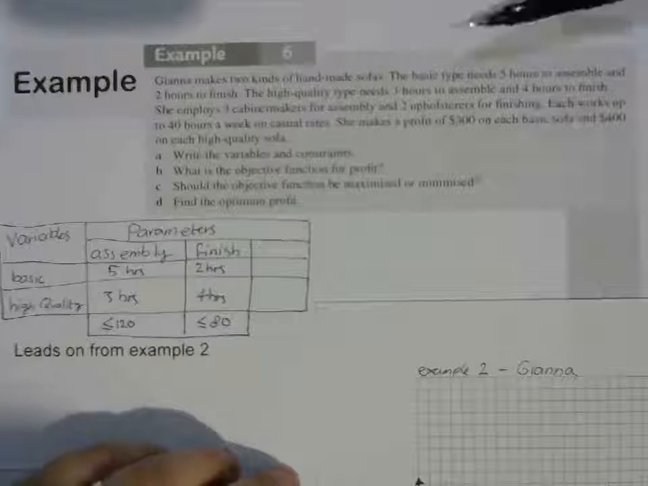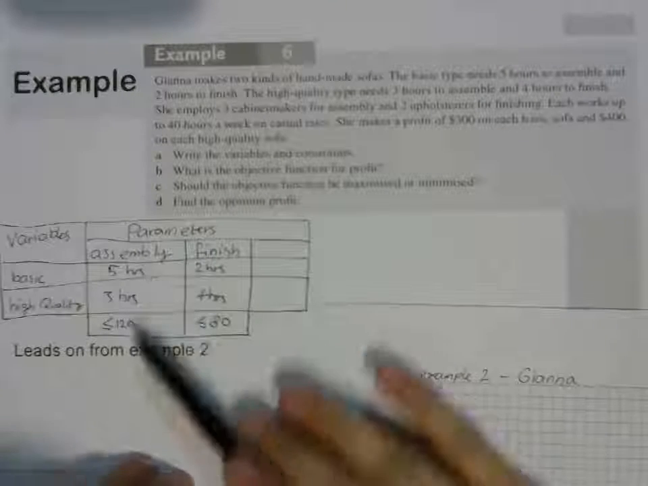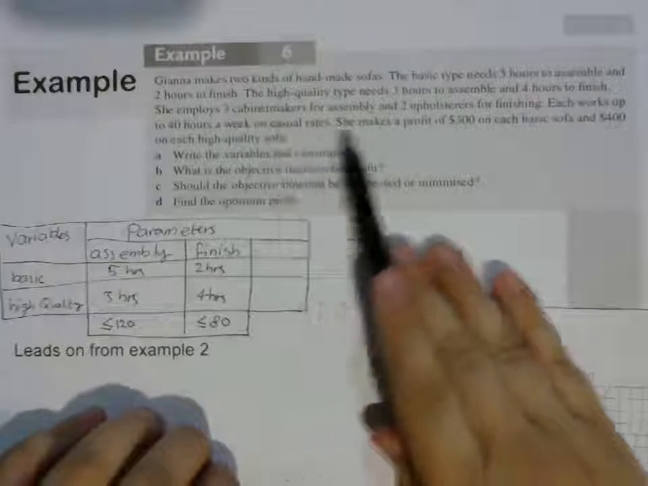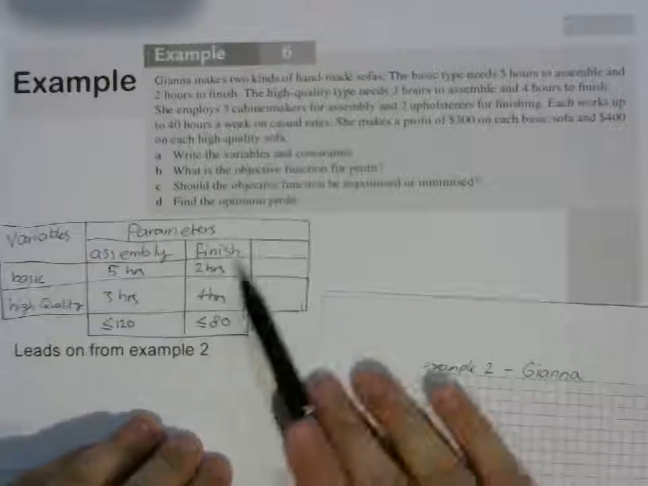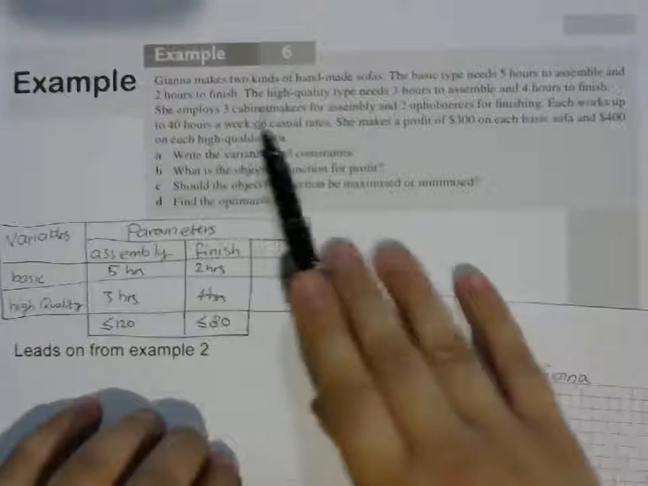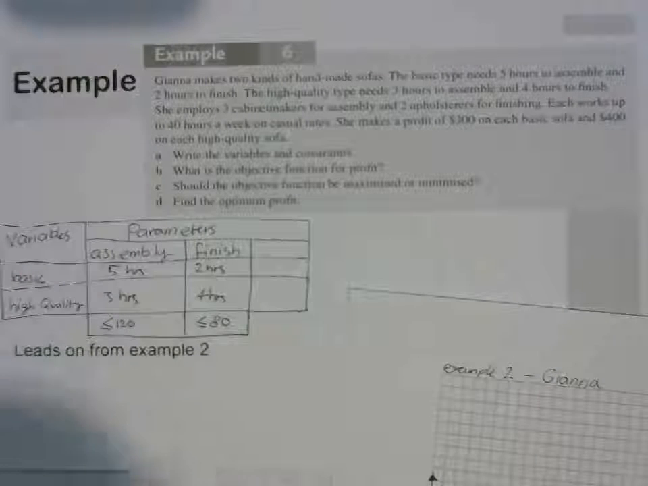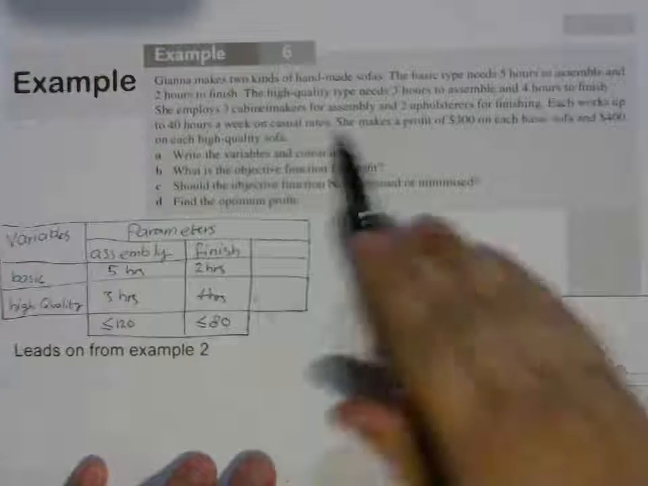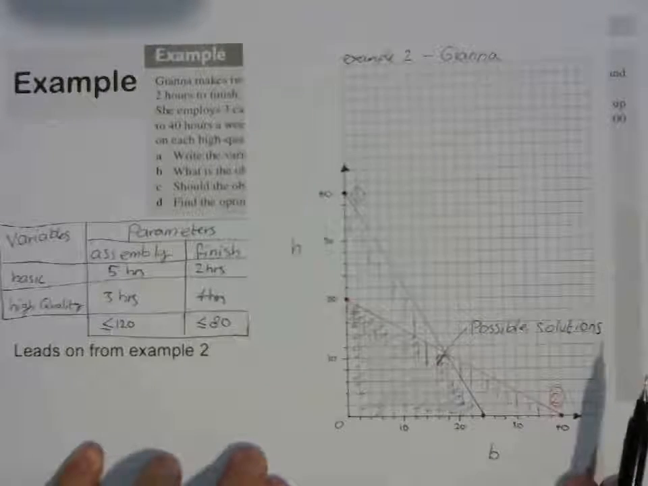So here's the updated question. Gianna makes two kinds of handmade sofas. The basic type needs 5 hours to assemble and 2 hours to finish, and we've already used that information. The high quality type needs 3 hours to assemble and 4 hours to finish, which we also already used, and she employs 3 cabinet makers for assembly and 2 upholsterers for finishing. Each works up to 40 hours on casual rates.